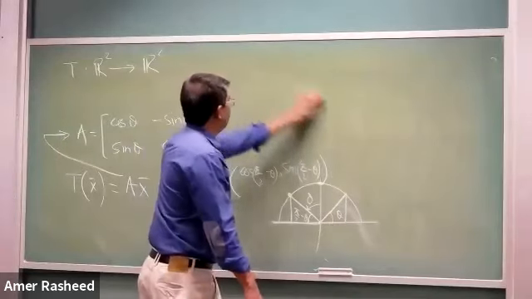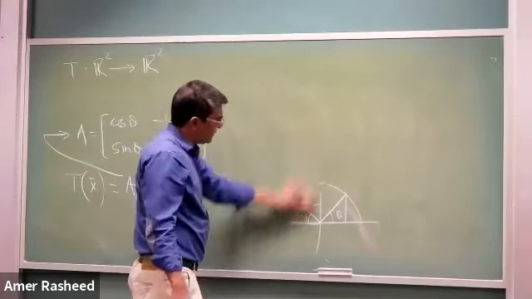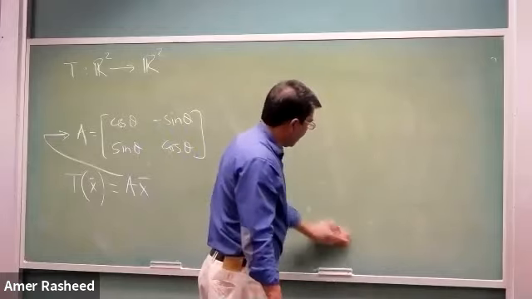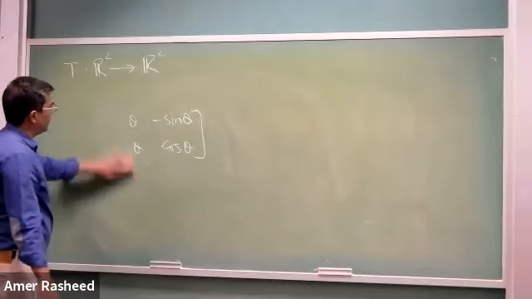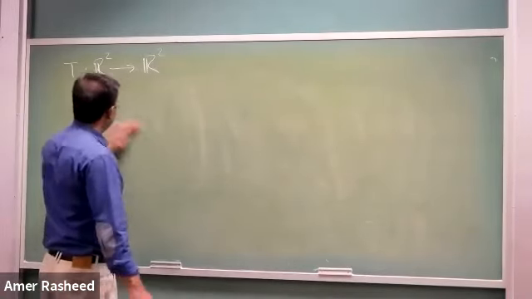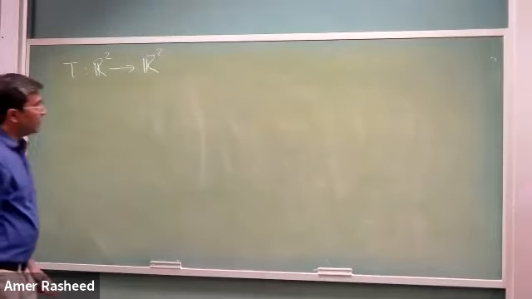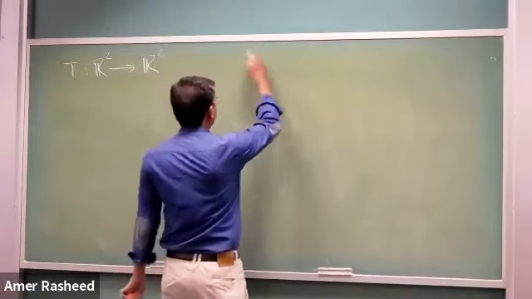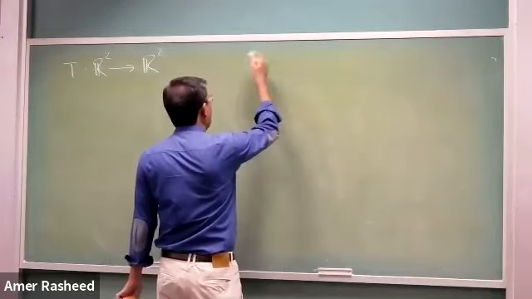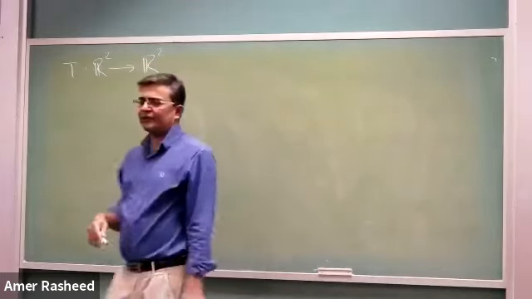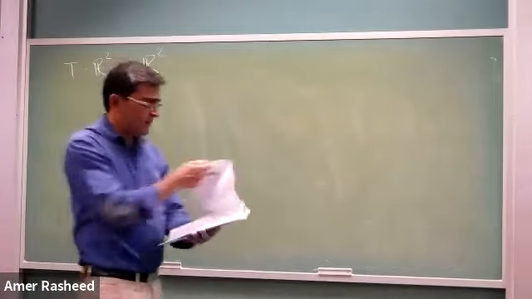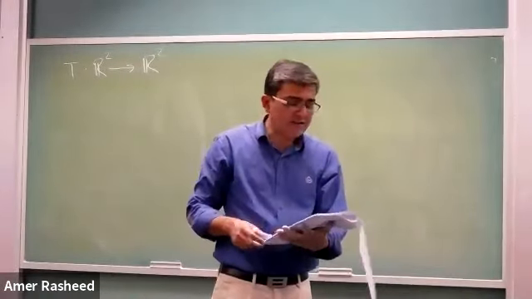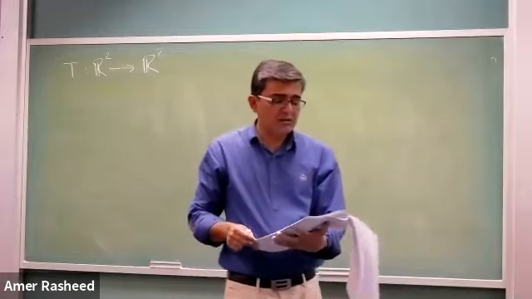So this transformation will rotate any vector about an angle theta in R2. And there are many other kinds of transformations in my notes. You can see them. There are contraction and expansion mappings. There are many others. I don't have much time to explain all of them here.